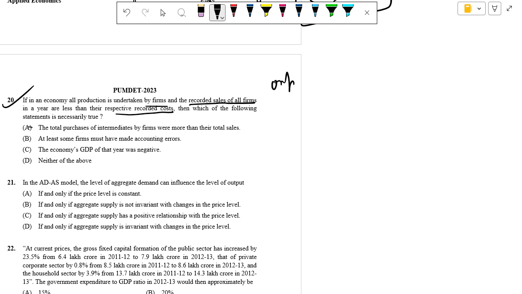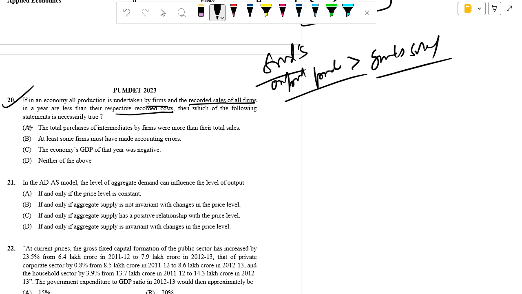So output produced... sold. Okay, so in the scenario, the total purchase of intermediates by firms was more than their total sales. So this statement must be true.